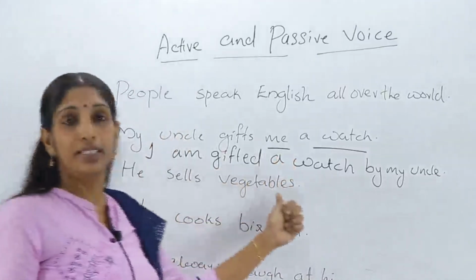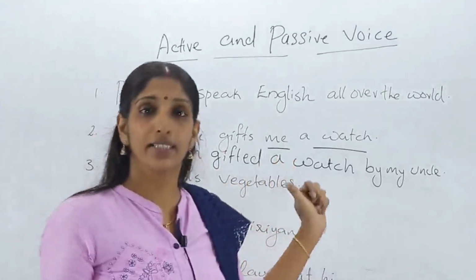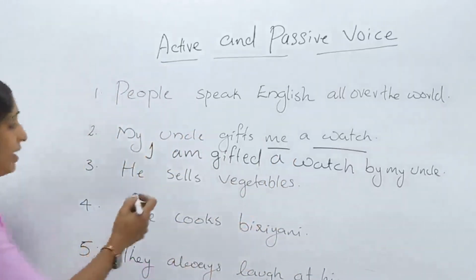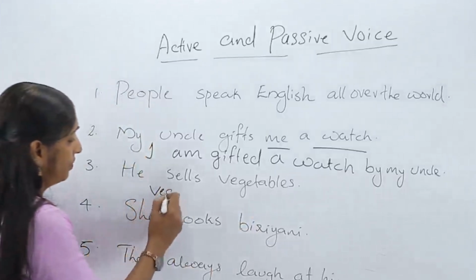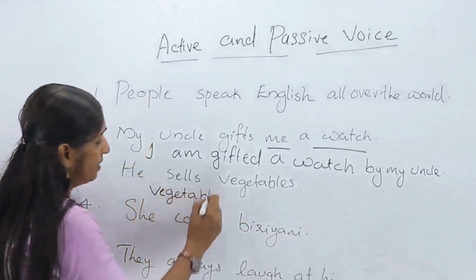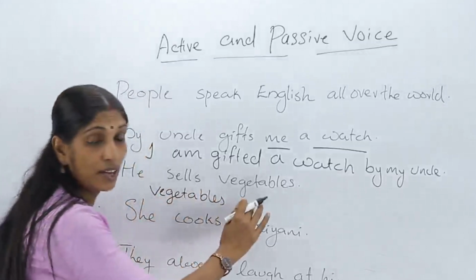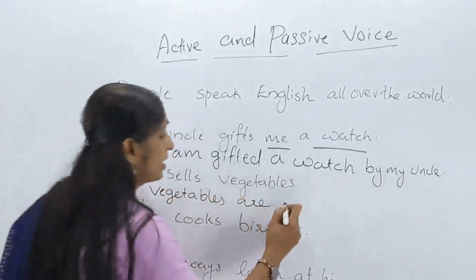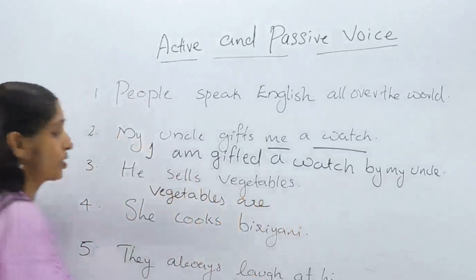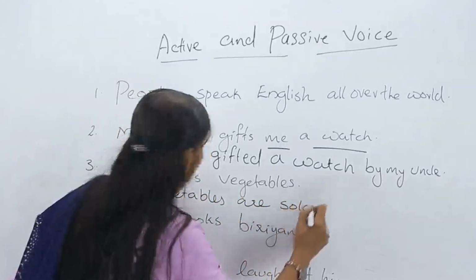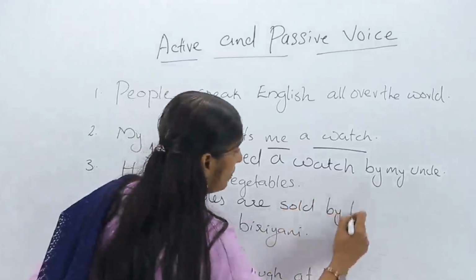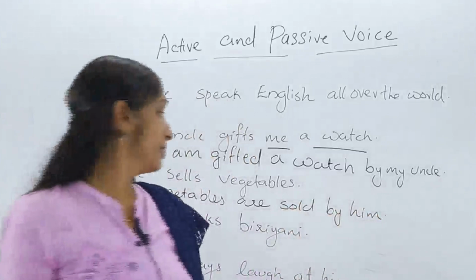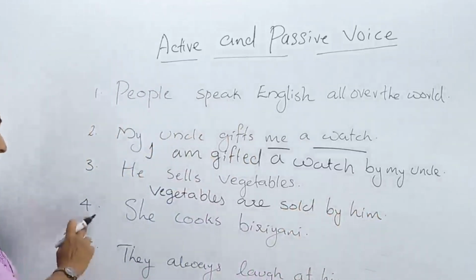Now can we move to the third sentence? He sells vegetables. He sells vegetables. How do we write? It's very simple, no? Okay, right? Vegetables. Which is the auxiliary we have to use here? Okay, are. Vegetables are sell. Sell, V3 form. Sold. So, sold by him. Have you all written this answer? Very good. Very good.